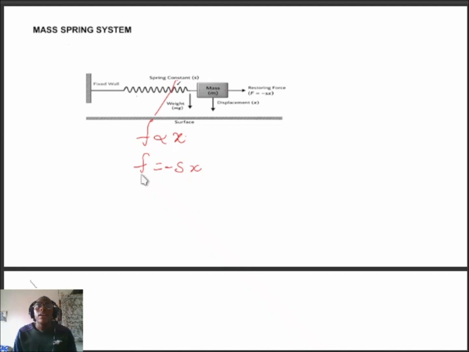Now remember, when we are considering force from elementary physics, force is simply mass times acceleration. So recall that force is equal to mass times acceleration. We can represent MA in this equation. So in this equation, we can say that MA will be equal to minus S of x. Looking at this equation, it is not balanced, it's not simplified.